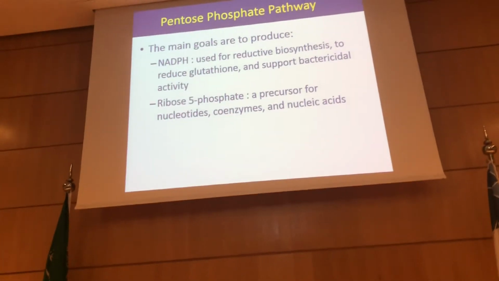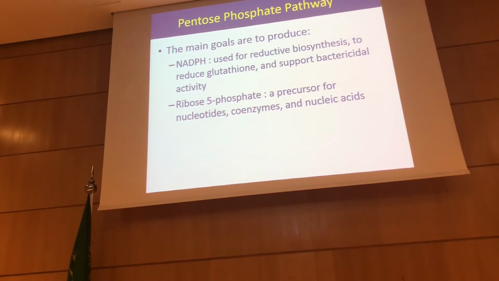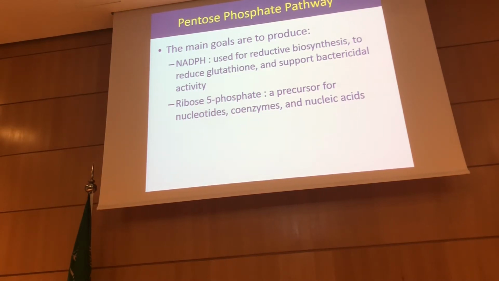Another importance, in addition to the production of NADPH in the pathway, we have formation of ribose 5-phosphate, which is the sugar of nucleic acid, not only nucleic acid.